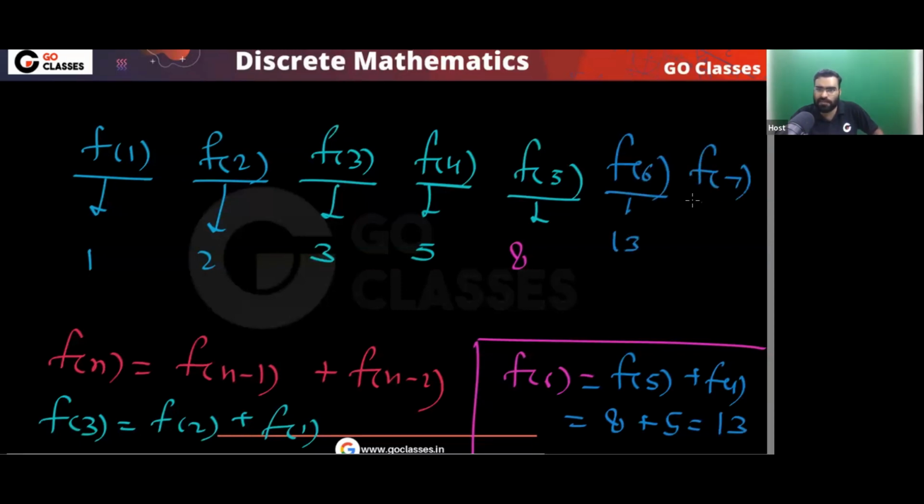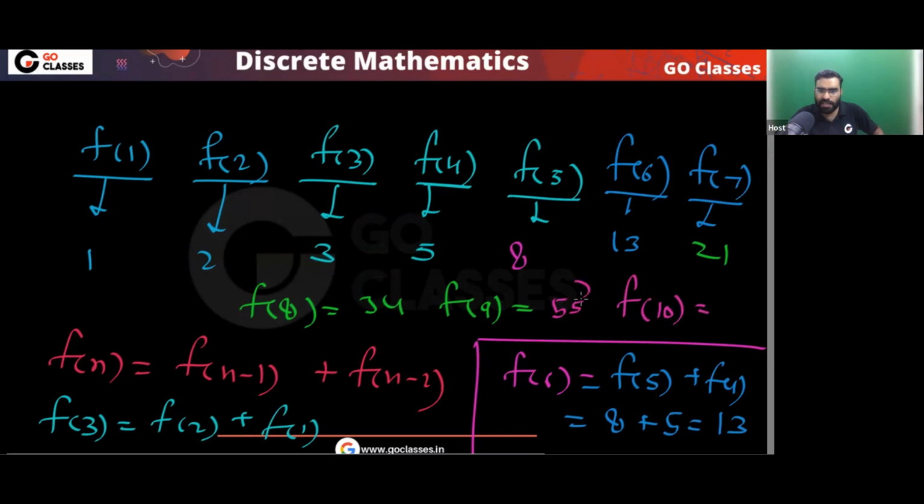Similarly, I can find F7. That will be 13 plus 8, that will be 21. Okay, what about F8? F8 will be the summation of these two. That will be 34. What will be F9? F9 will be the summation of this and this. That will be 55. And finally, what is F10? F10 is the summation of 55 plus 34. So that will be 89. So your final answer will be 89. Is this clear? This is your final answer.